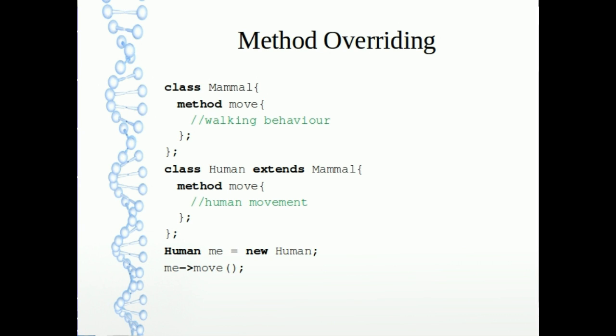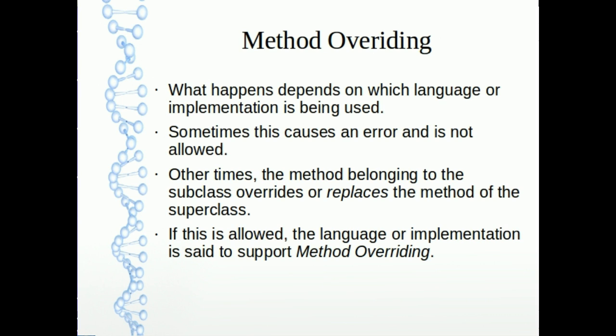Will it be the move method as declared in the class declaration for the human class, or will it be the move method as declared in the class declaration for the mammal class? The answer to what happens in this scenario depends on which language or implementation is being used. Sometimes this causes an error and is not allowed. Other times, the method belonging to the subclass overrides or replaces the method of the superclass. If this is allowed, the language or implementation is said to support method overriding.